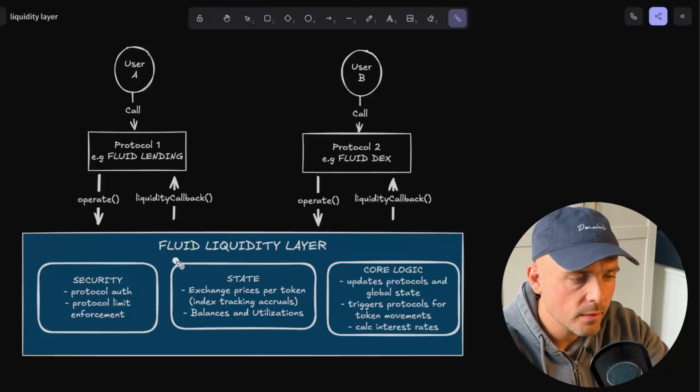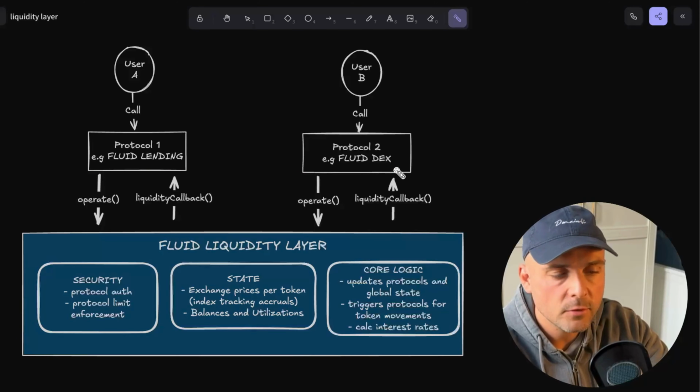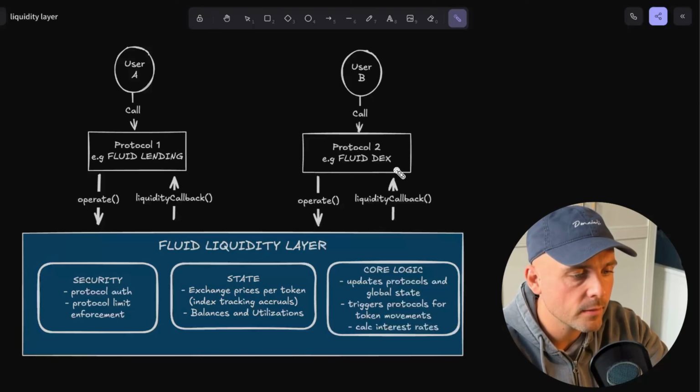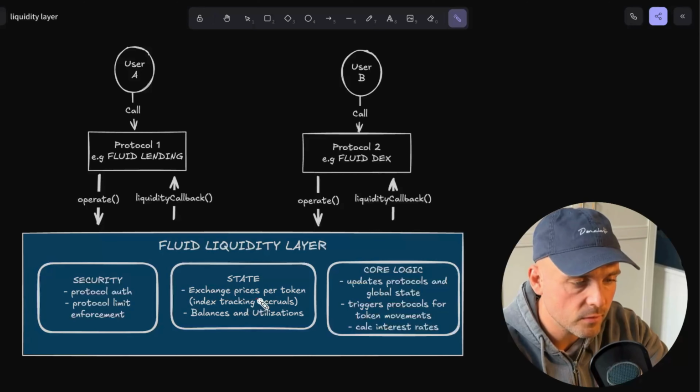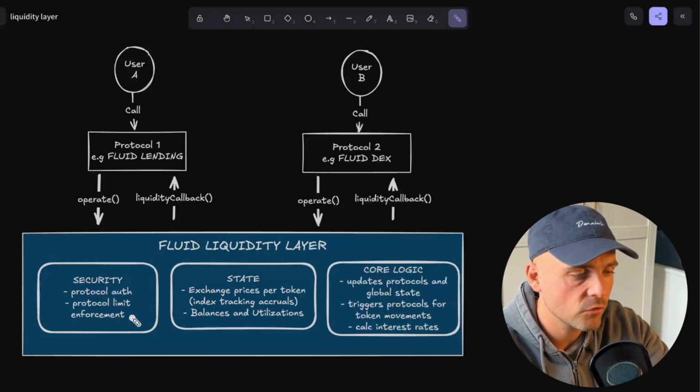Then this liquidity layer only has a couple of responsibilities. First of all, and importantly, it custodies all of the token balances for all of the applications. Then it tracks debt and supply balances of every application. And importantly, it sets interest rates and keeps track of accruals to these exchange prices. And also importantly, it imposes some security limits that, for example, prevent sudden large changes in reserves that could be triggered by some external logic.